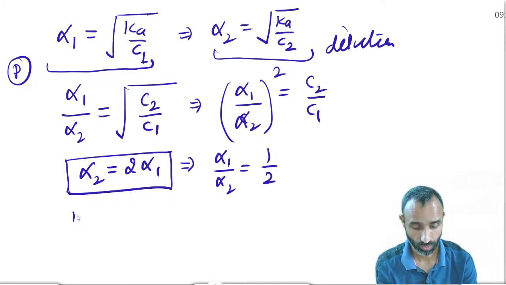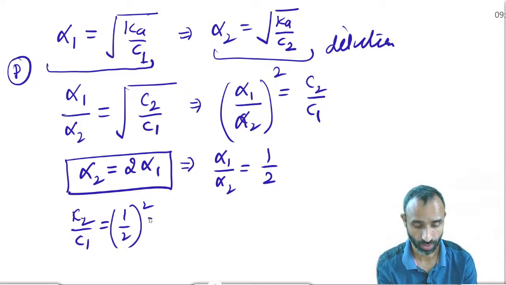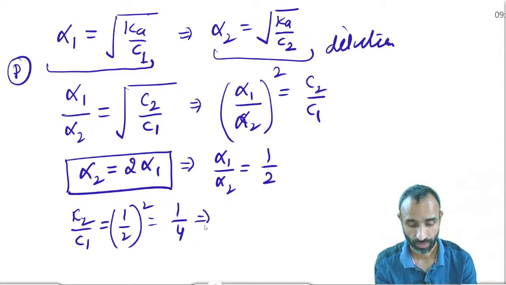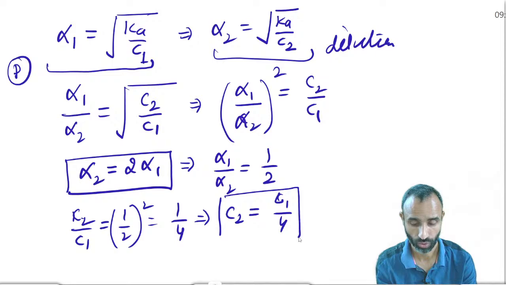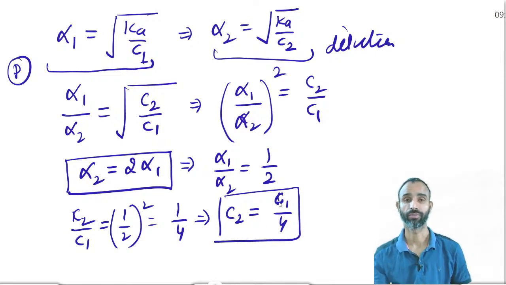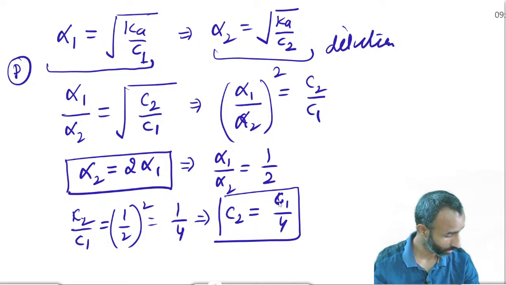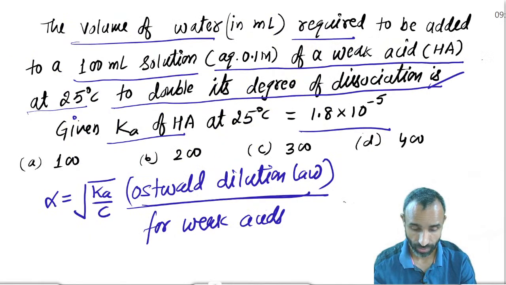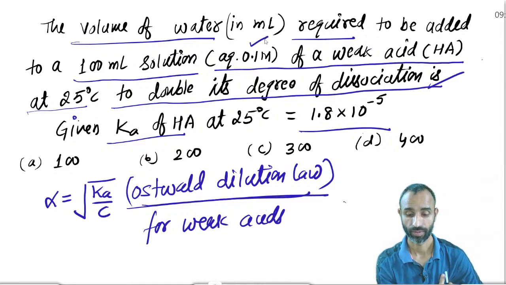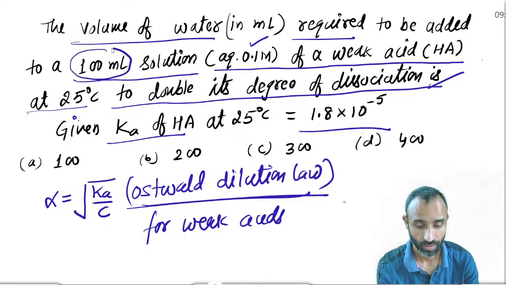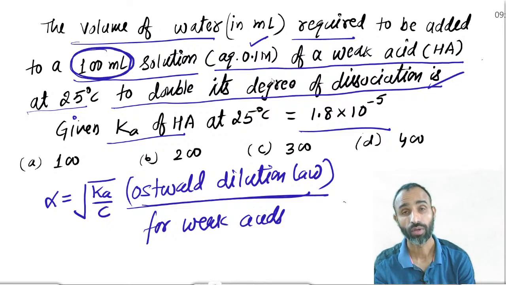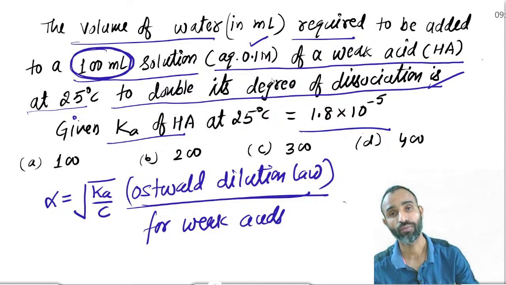So C2 by C1 is equal to (1 by 2) raised to power 2, that is 1 by 4. That implies C2 concentration is 1/4 of the initial concentration. So initial concentration is given to you. What is initial concentration? 0.1 and its volume is 100. Now concentration is 0.1 by 4.